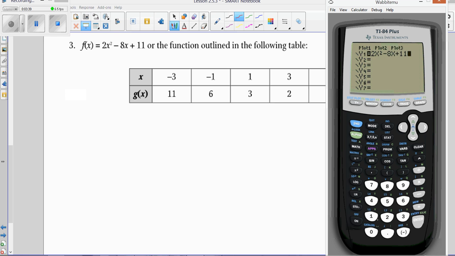And what you're going to do is you're going to graph it. You're going to see where your vertex is, and from there, what I'm going to do is calculate my minimum, my vertex. That's what we're looking for here. So we're looking for the minimum.